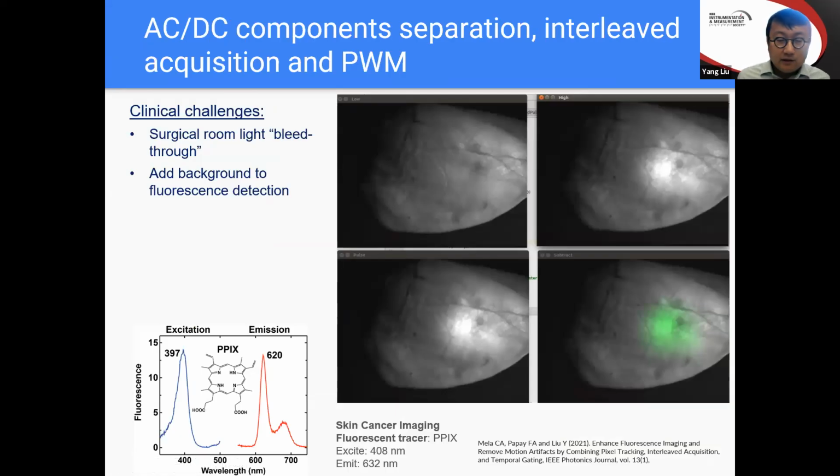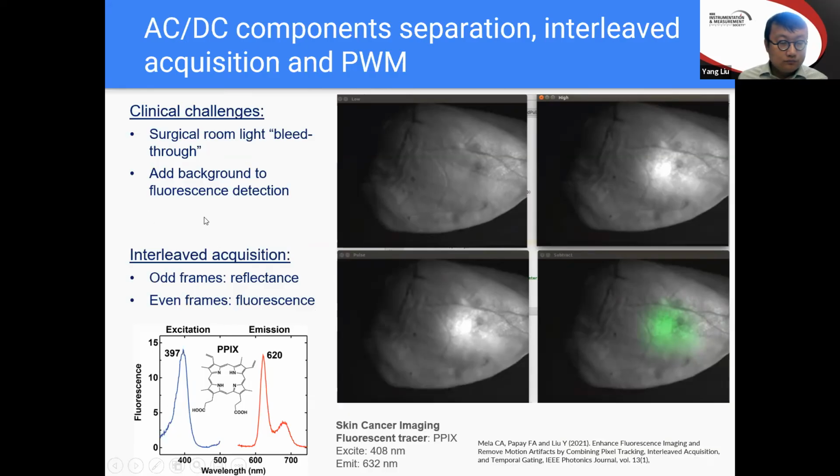So far we have developed a system. We want to apply that to a realistic setting similar to surgery. And one of the challenges in the operating room is that the surgical room light will bleed through, which adds background to fluorescent detection. To overcome this problem, we use interleaved acquisition, where we essentially pause our fluorescent excitation. We assign an on frame for fluorescence and an off frame for reflectance.